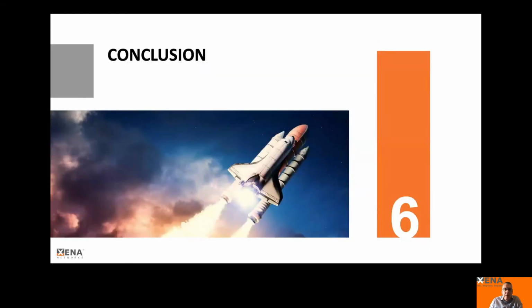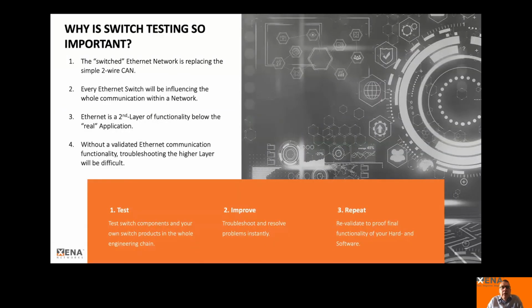So what is the conclusion out of here? In general, why is switch testing so important? I think in the past, if we talk about a CAN bus, the network is just a wire, right? And most of the intelligence was in the ECU and the interface. Today, with Ethernet switching and Ethernet networking, we have a lot of intelligence also in the network.